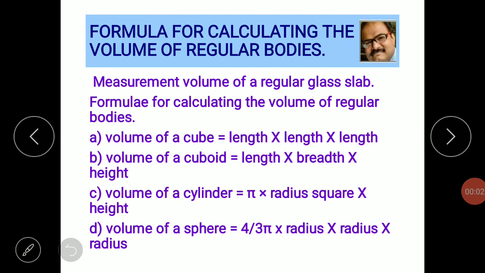Good morning, students. Today, I will be talking to you regarding formulas for calculating the volume of regular bodies. Regular bodies means cube, cuboid, cylinder, sphere.